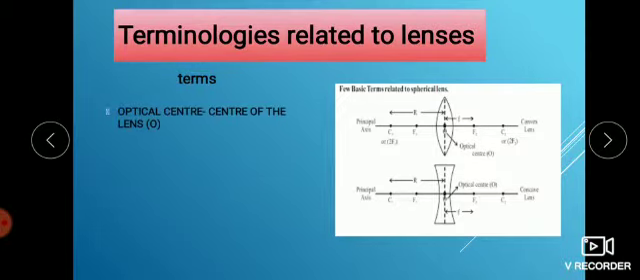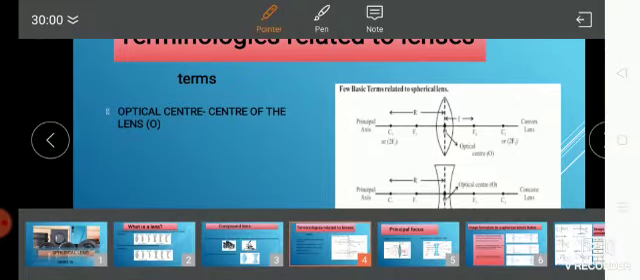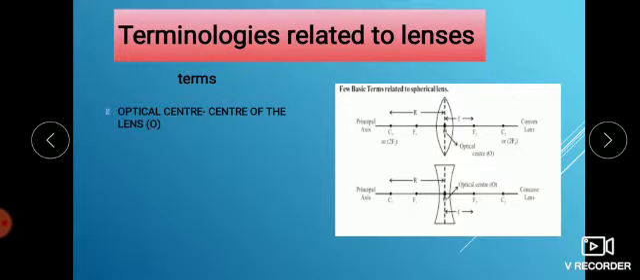The first is your optical center. Optical center is nothing but the center of the lens. If you can see this O, this is the center of the spherical surface. That is, the center of a spherical mirror is called a pole, but the center of a lens is called an optical center. It is denoted by O.